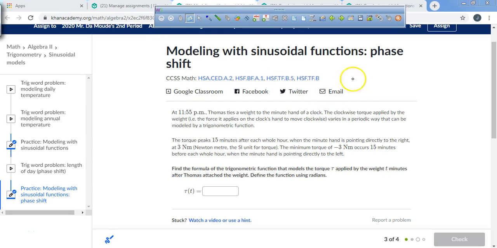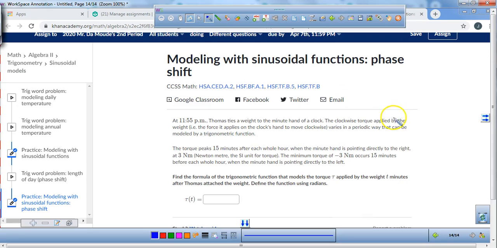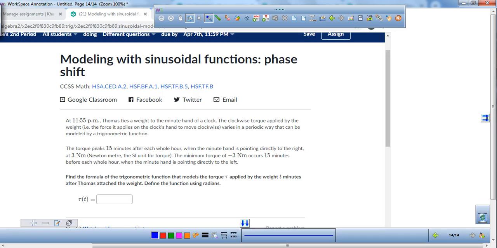Alright, I came across this interesting problem dealing with sinusoidal functions and phase shift. I'm going to try to interpret it, and right or wrong, I'm going to interpret what I see, and then we will type it in and see if I get it right or if I get it wrong. Either way, you'll find out a problem that Khan Academy has written.